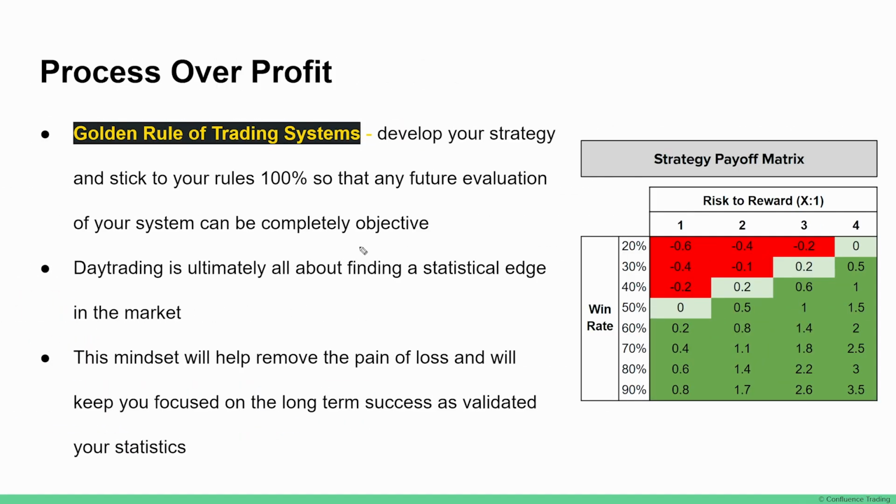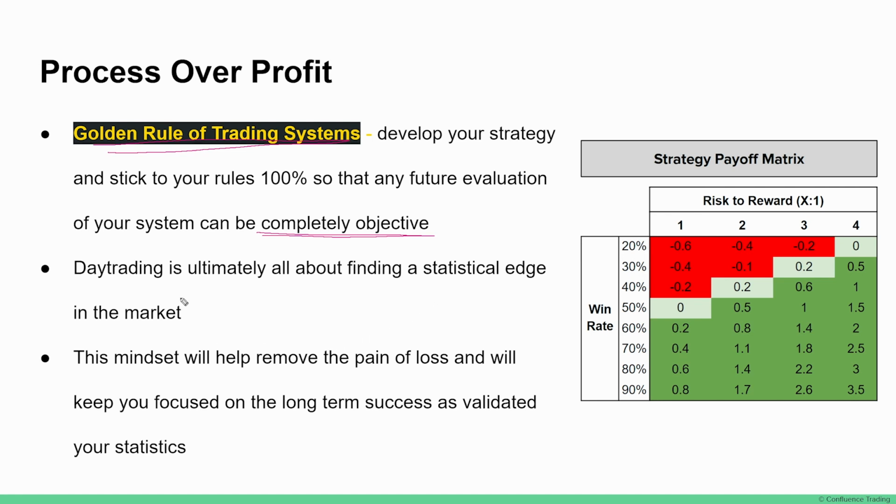Okay, so let's talk about process over profit. I call this the golden rule of trading systems. And basically what it says is that if you develop a strategy and you stick to the rules of that strategy completely 100% accurately, then any future evaluation of your system can therefore be completely objective. Okay? Day trading at the end of the day is all about finding this statistical edge, right? You want to win more often than you lose.